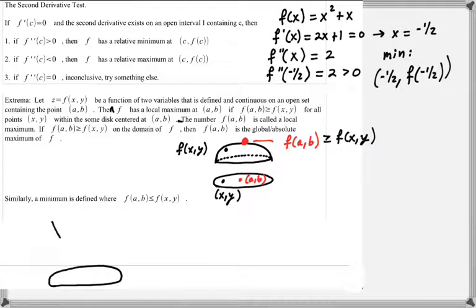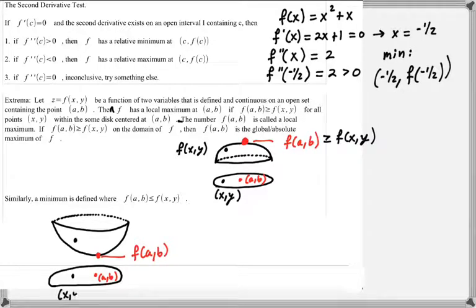So here's our set, and then our graph in 3D. Just do like a paraboloid or something. There's our point (a, b), and that's our point f of (a, b). All right, and then we got a point (x, y) and f of (x, y), and that's going to be greater than or equal to f of (a, b).